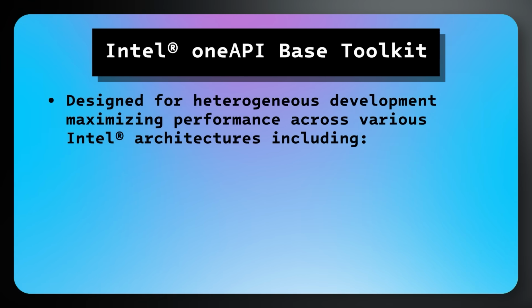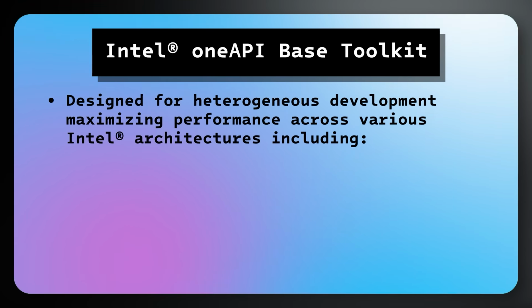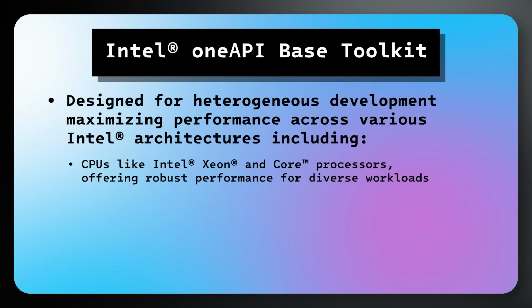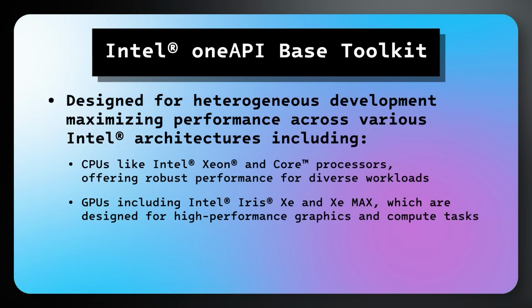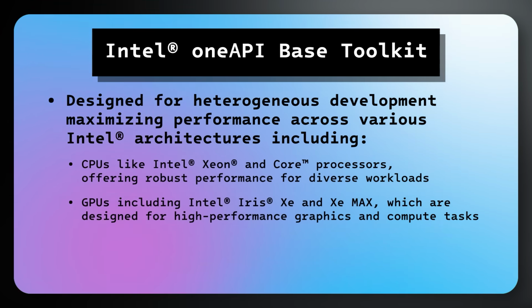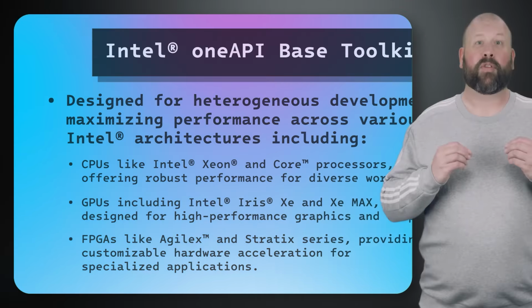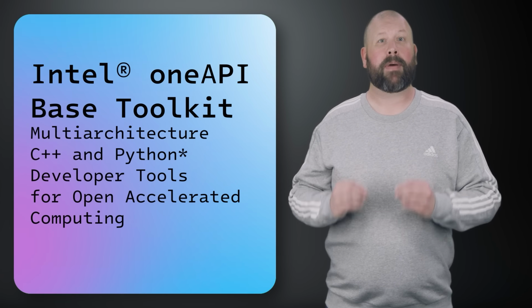It is designed for heterogeneous development, maximizing performance across various Intel architectures, including CPUs like Intel Xeon and Core processors, offering robust performance for diverse workloads, GPUs, including Intel Iris Xe and Xe Max, which are designed for high-performance graphics and compute tasks, and FPGAs like Intel Agilex and Stratix series, providing customizable hardware acceleration for specialized applications. For a deeper dive into the newest version of the Intel oneAPI Base Toolkit, visit the webpage linked in the description.